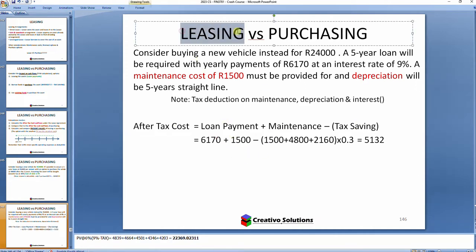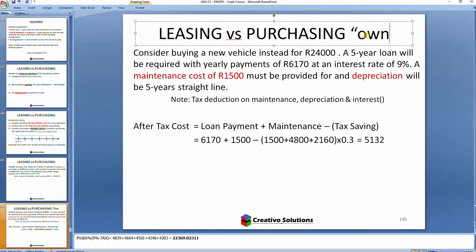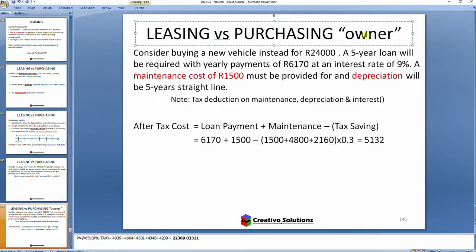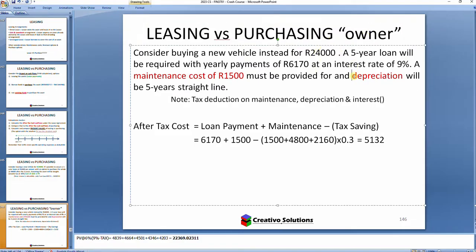When you're leasing, you're only looking at the lease. When you're purchasing, now you need to think, well, I'm the owner. As the owner, you're always going to have more headaches to take care of. You've got to maintain the asset. You've got to pay off your bond. You've got to keep track of all the interest payments, etc. You even have to account for depreciation if the asset is depreciable.